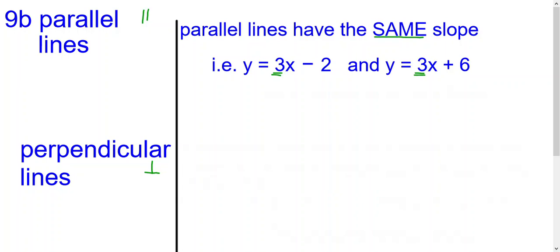There's one more thing though that has to happen. I'm going to show this to you on the graph in a second, but the b, or the y-intercept, has to be different. In this case, it's -2. In this case, it's 6. And let's take a look at why they have to be different. Let me get the graphs up.